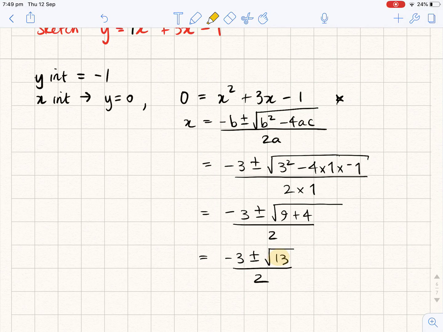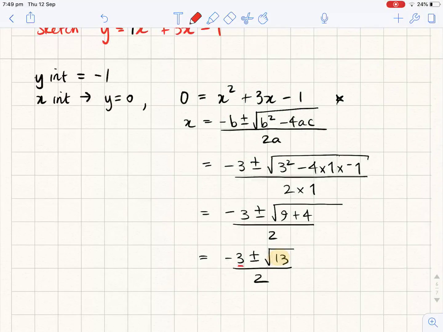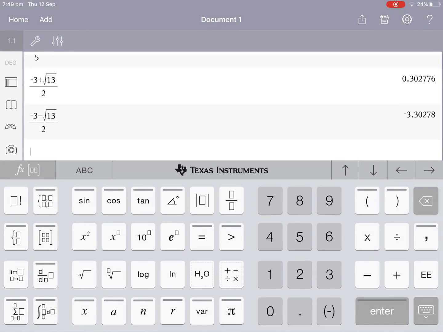So when I look at this, I know that I have -3 plus something that's bigger than 3. So that's going to give me a positive value. And then I have -3 minus something bigger than 3. So that'll give me a negative number. So let's actually have a look on the calculator what those two values give you.